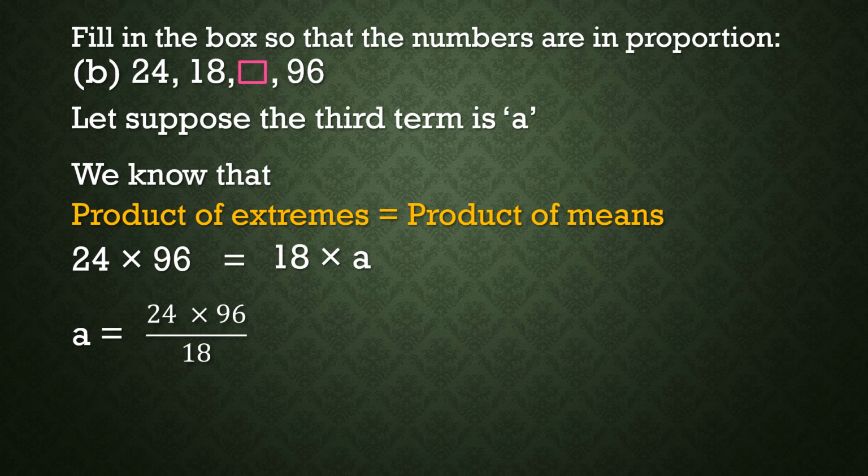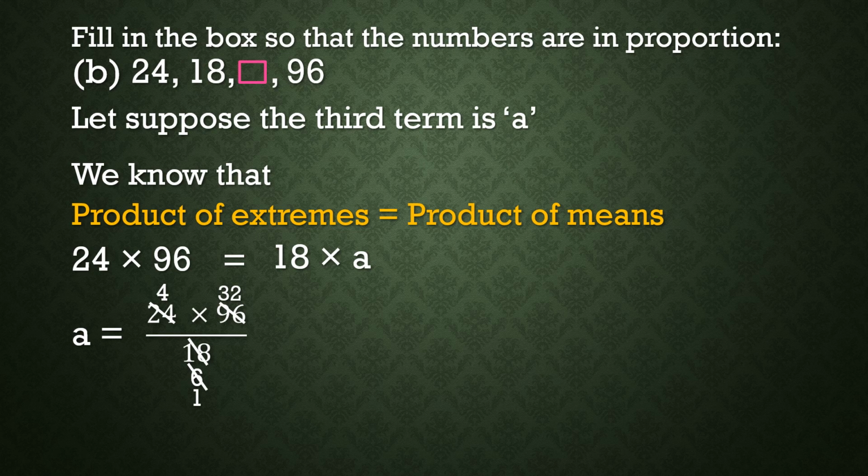By cross multiplication, A is equal to 24 multiplied by 96 upon 18. See, 96 and 18 both are divisible by the same digit 3. So divide. 3 6s are 18 and 3 32s are 96. Again, 6 and 24 both are divisible by 6. So divide. 6 1s are 6 and 6 4s are 24. Further, it is not divisible by any digit.